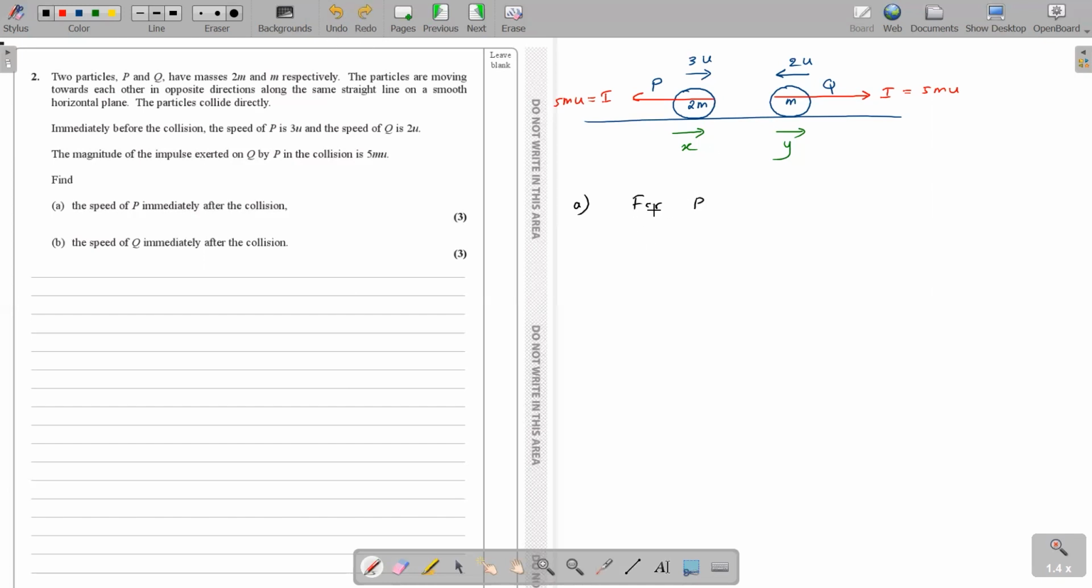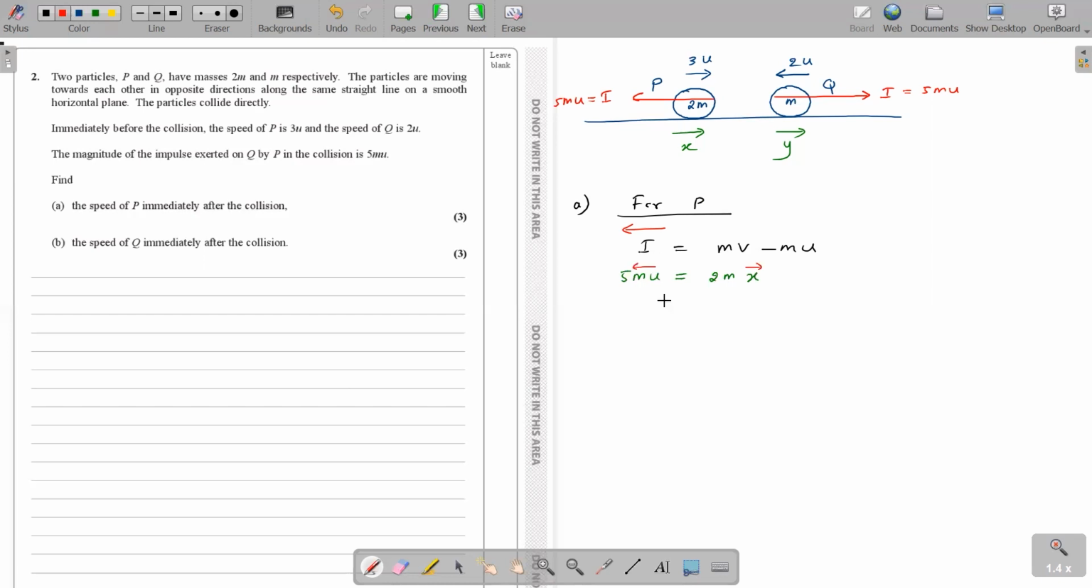I equals impulse equals change in momentum, mv minus mu. This is the easiest equation to go with. So impulse I will use because P is having the impulse backwards. I will choose the backward direction as positive. Are you with me? Okay, then impulse is 5mu. Mass is 2m, right? Final velocity x. So I have marked x positive in this direction.